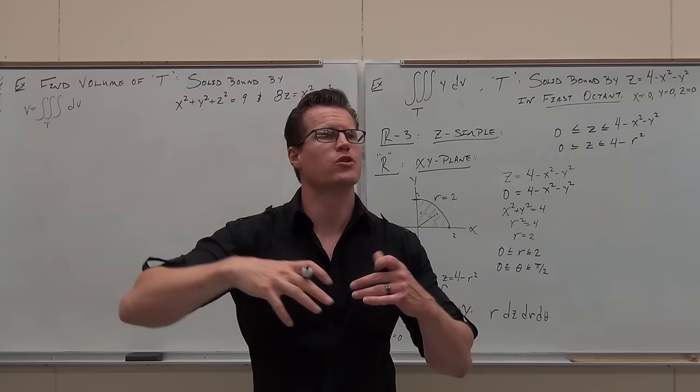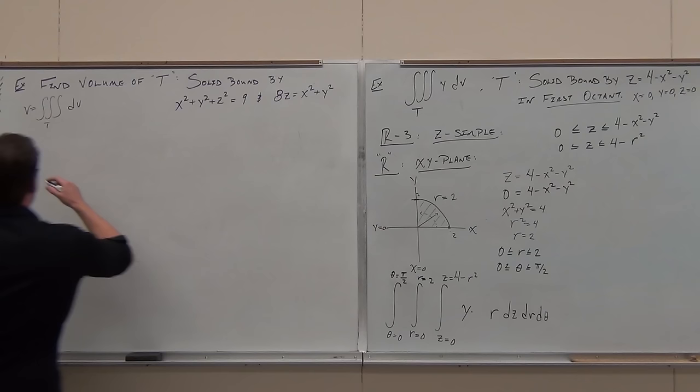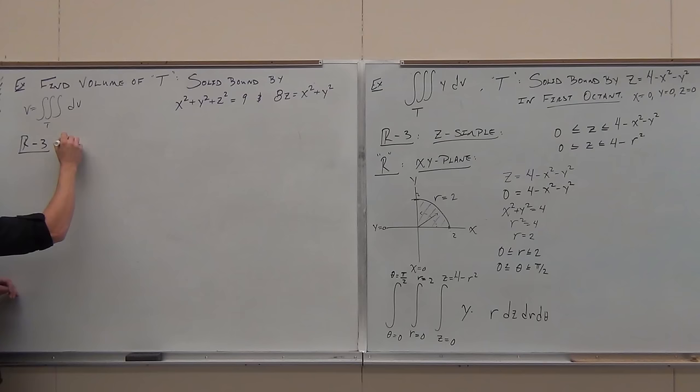So let's go to the step. Number one, R3 simple every time. And for cylindrical, we're going to talk about z simple. Hey, what has to happen for us to do a z simple here? What's got to happen?